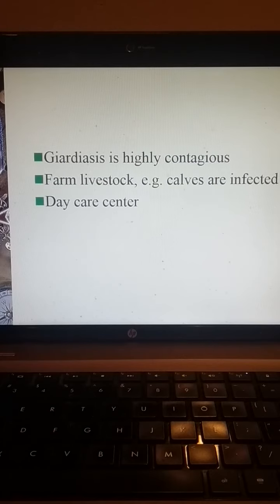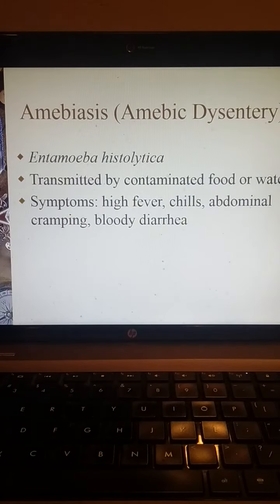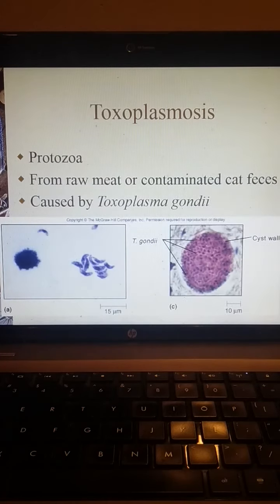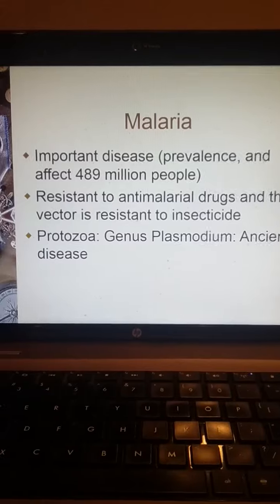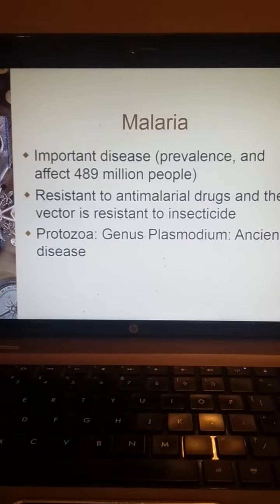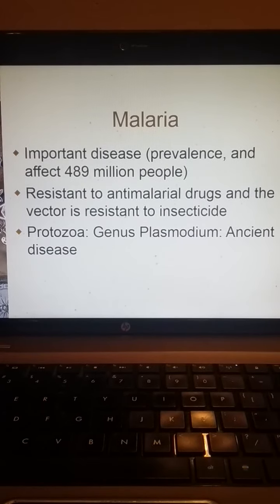Remember, Giardia is not a worm. It is a protozoa, and like Entamoeba histolytica, same thing. This is a protozoa. Toxoplasma is a protozoa, acquired from cat fecal material. Now, malaria is a very important one. You must study malaria in great detail. You need to know everything.